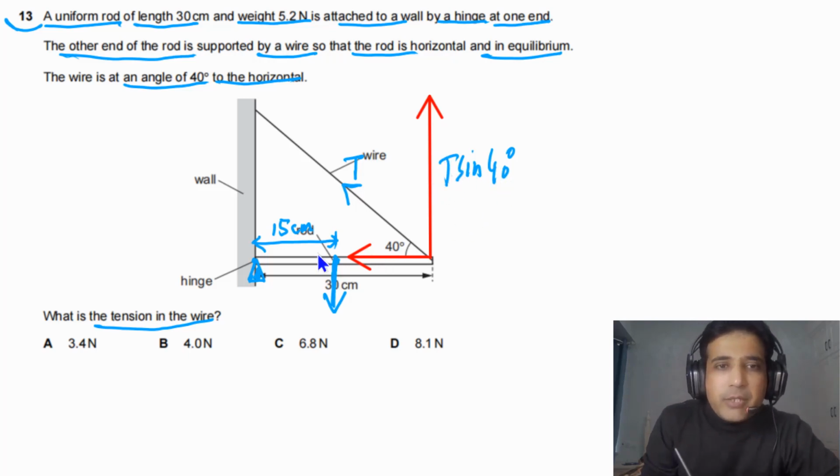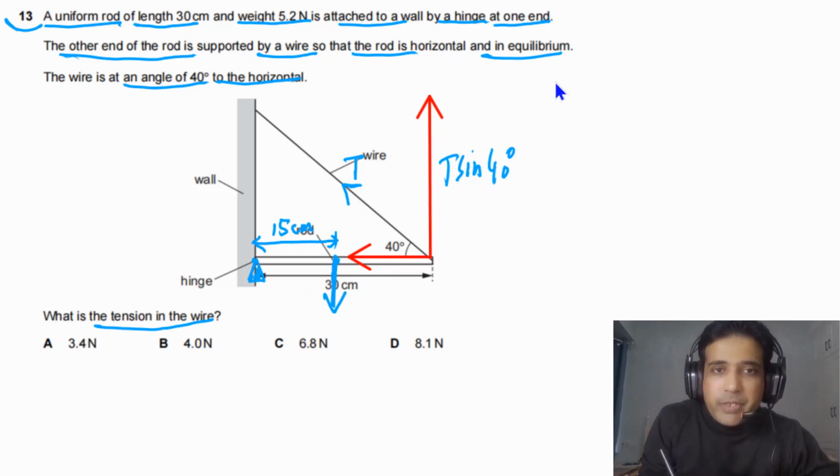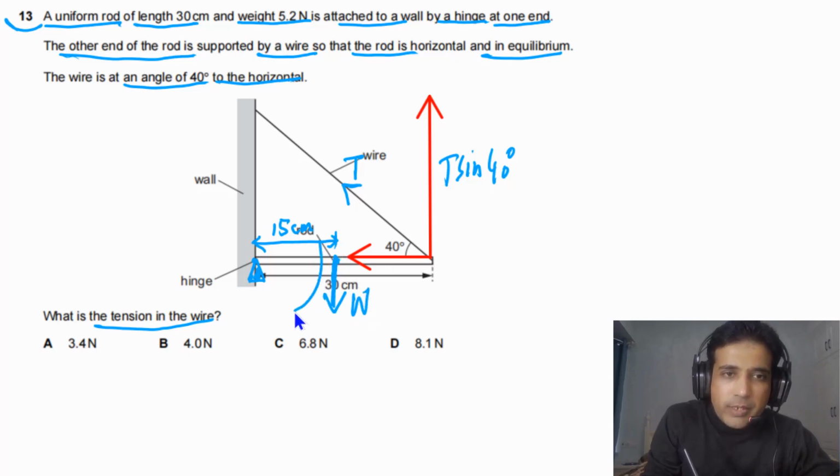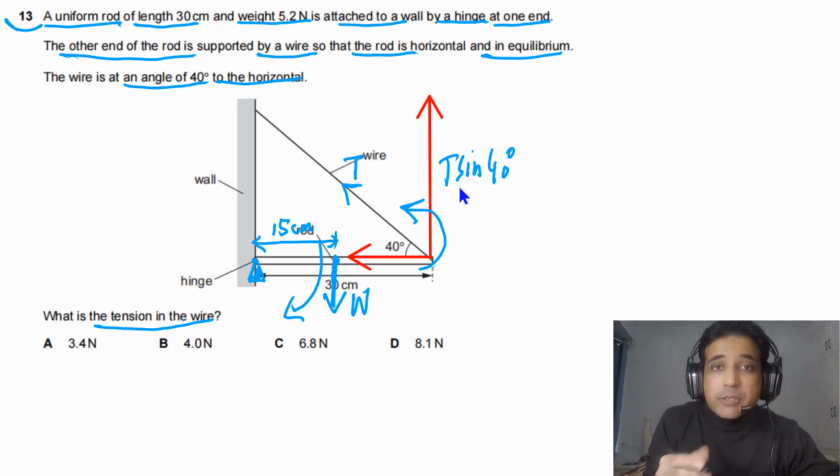Now simply we need to take moment about this point and we can calculate value of T. So in this case, due to vertical component of tension, this moment will be anti-clockwise. And due to weight of the rod, moment will be clockwise. And this rod is in equilibrium. It means these two moments are equal. Means if we take moment about this point, clockwise moment has to be equal to anti-clockwise moment.